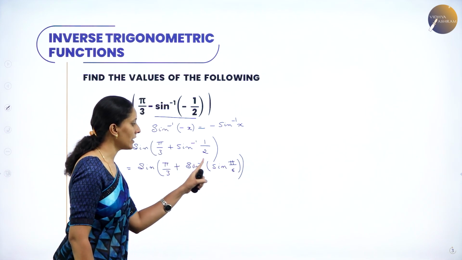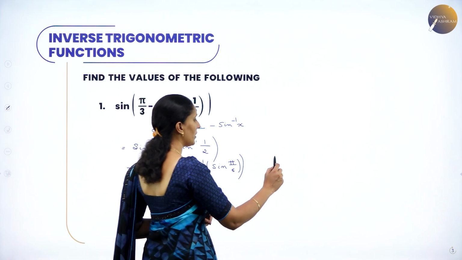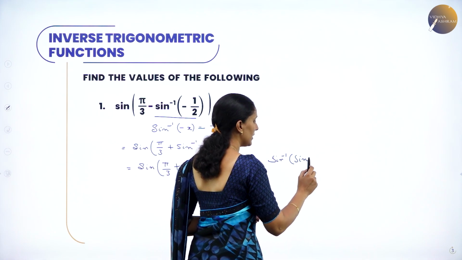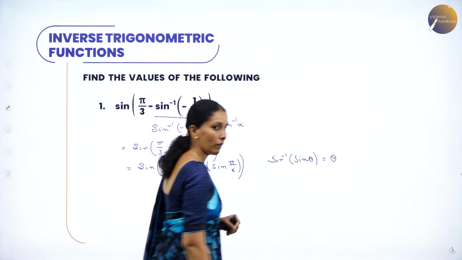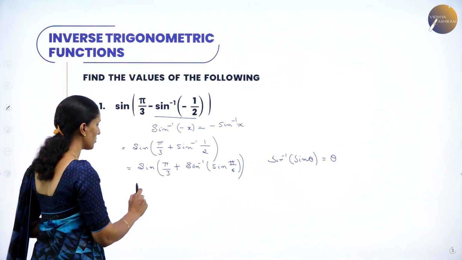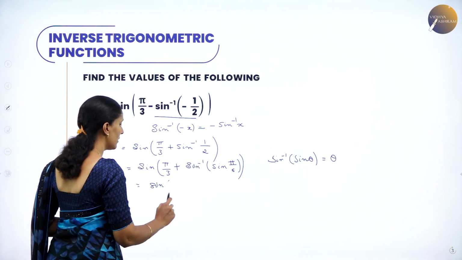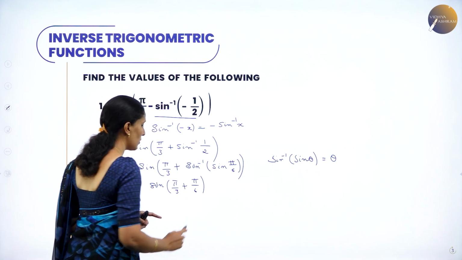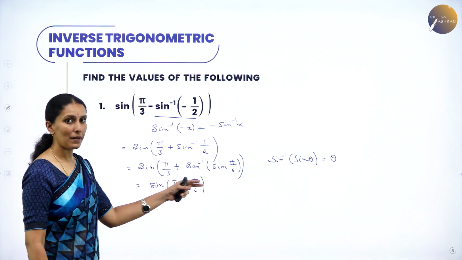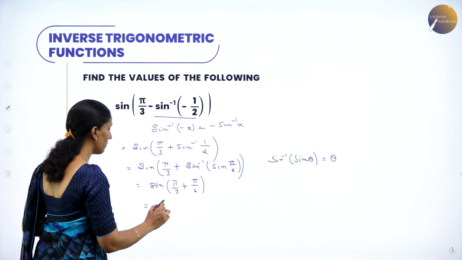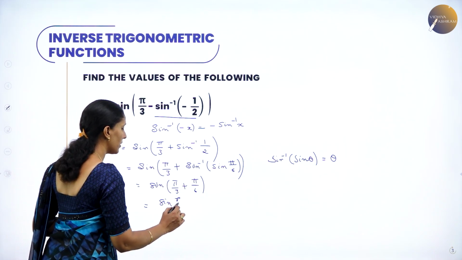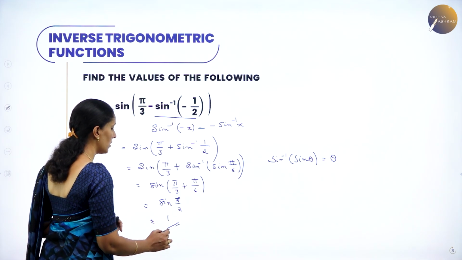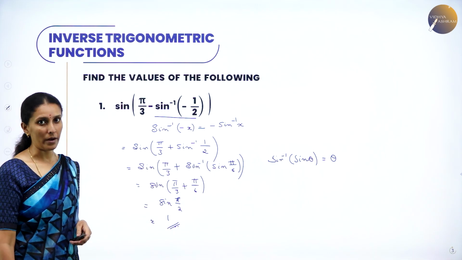Now we have here sine inverse of sine. When you have sine inverse of sine theta, this can be written as theta. One more property of inverse trigonometric functions. So here we will get sine of pi by 3 plus pi by 6, that is 60 plus 30, which is 90 degree, which becomes sine pi by 2. What is the value of sine 90 degree or sine pi by 2? It is 1. So the value of this function is 1.